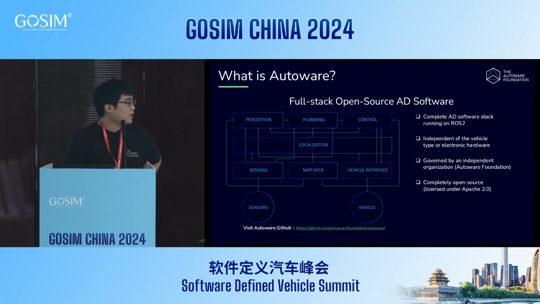Some of the key points about the structure of Autoware: like I said, it's completely open source and it runs on a framework called ROS, now ROS 2. This system has been applied to different vehicles and different sensor setups. It was meant to be developed for different use cases and different hardware rather than designed for specific hardware sets. It's also governed by an independent organization, and it's completely free for use under Apache 2.0.